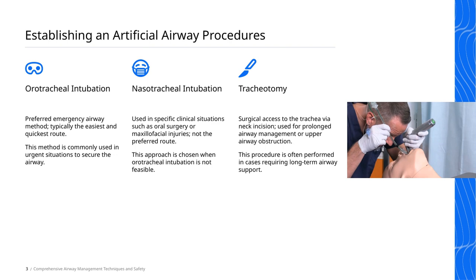Finally, the most common emergency approach is orotracheal intubation. This method is preferred because it's usually the quickest and most straightforward way to secure an airway during urgent situations. Its speed and simplicity make it the go-to option when immediate airway management is critical. All these techniques highlight the importance of selecting the right approach based on the patient's specific needs and the clinical context.